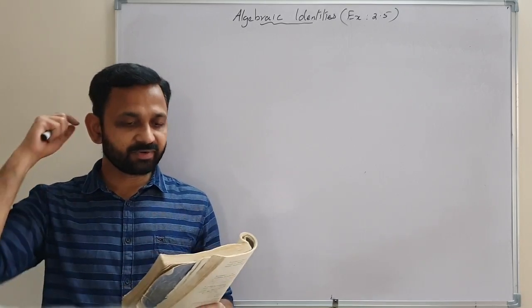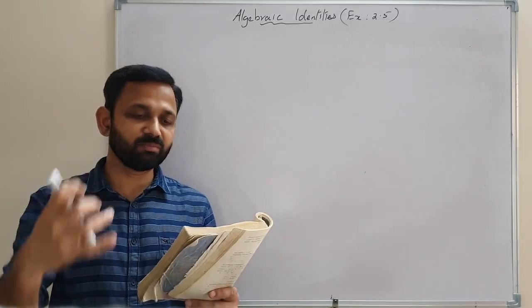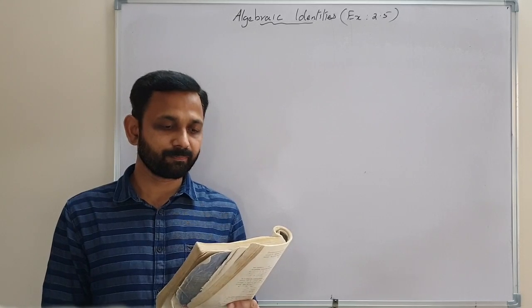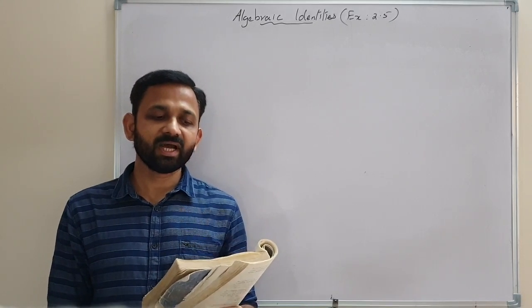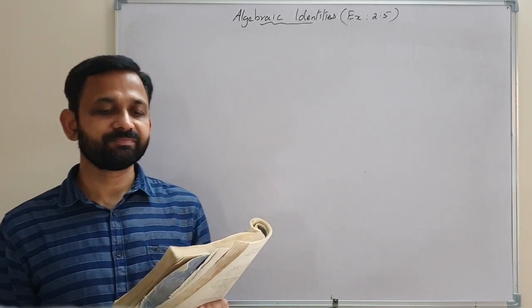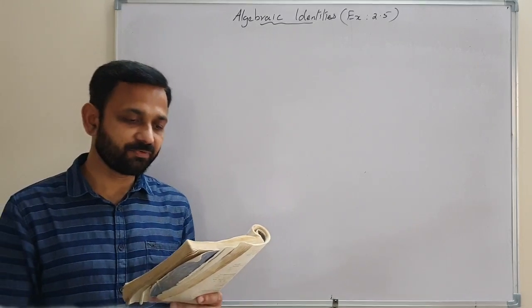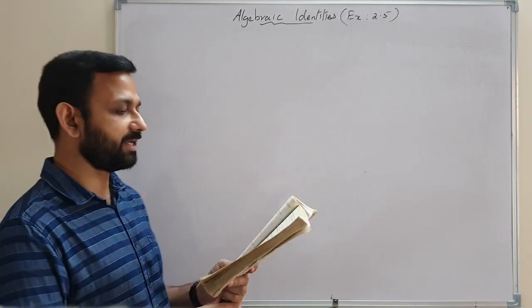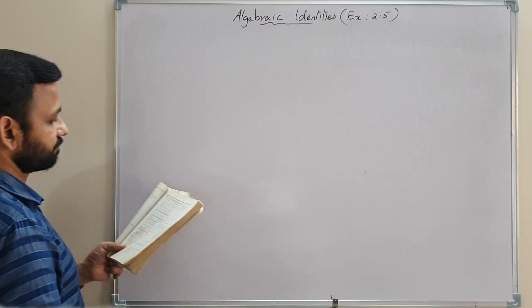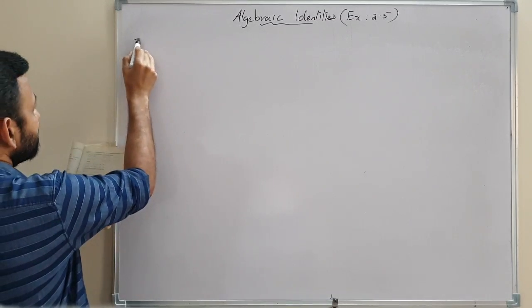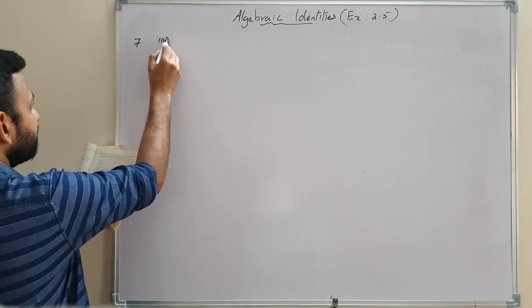Question number 6 we have done. We have three more questions. The same method we will do. Now we can do question number 7. Evaluate the following using suitable identity. Question number 7, we will do the third part.